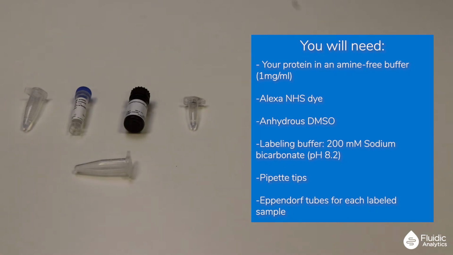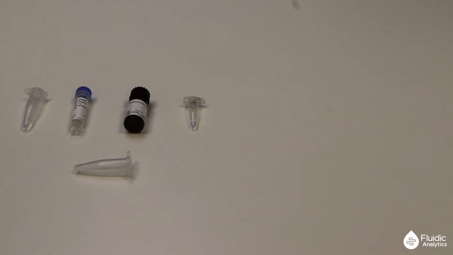You will also need Alexa NHS dye, anhydrous DMSO, labeling buffer, which is 200 millimolar sodium bicarbonate of pH 8.2, pipettes and tips, and an Eppendorf tube per sample being labeled.